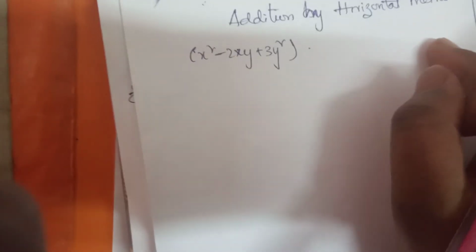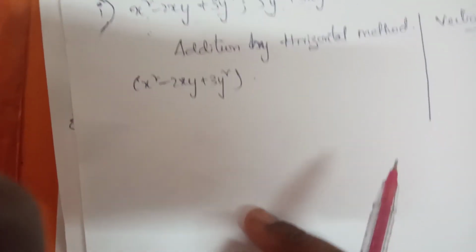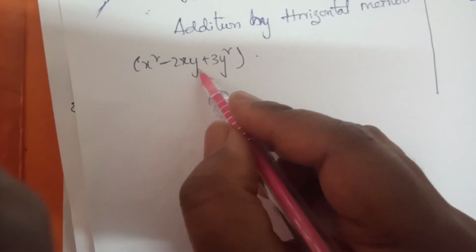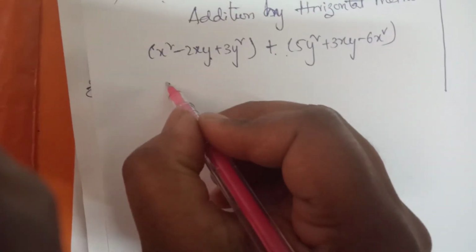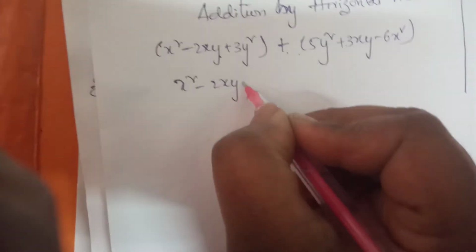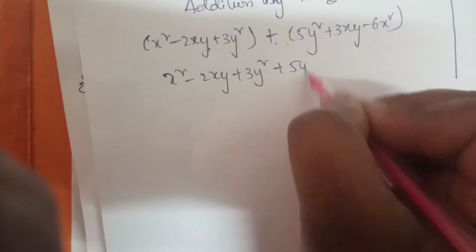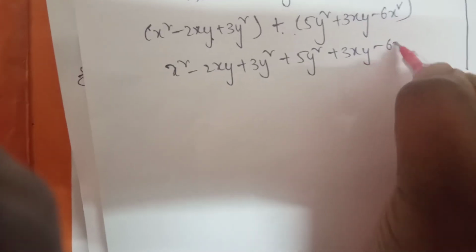Now listen carefully, you can write easily. Horizontal means sleeping line, vertical means standing line. So in the sleeping line, see the given expression, first one, I am going to give a plus sign in the middle with 5y square plus 3xy minus 6x square. After writing the given addition, we are going to take the plus value: x square minus 2xy plus 3y square plus 5y square plus 3xy minus 6x square.